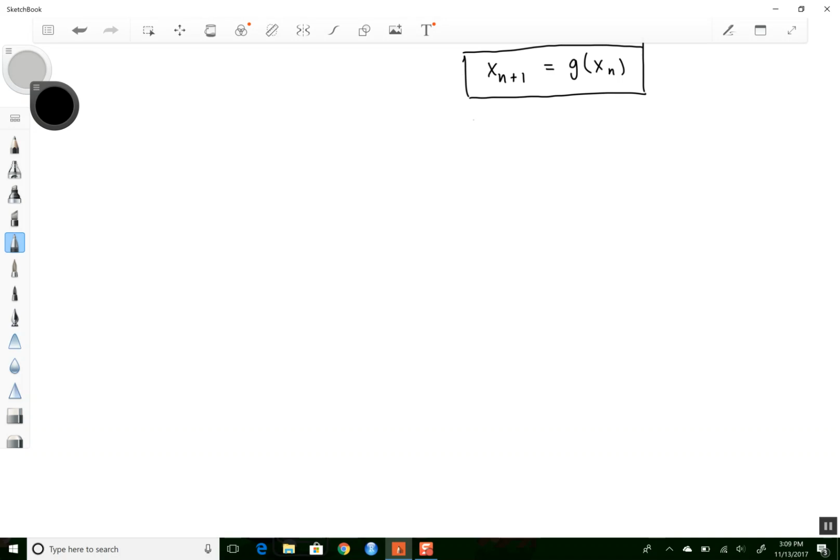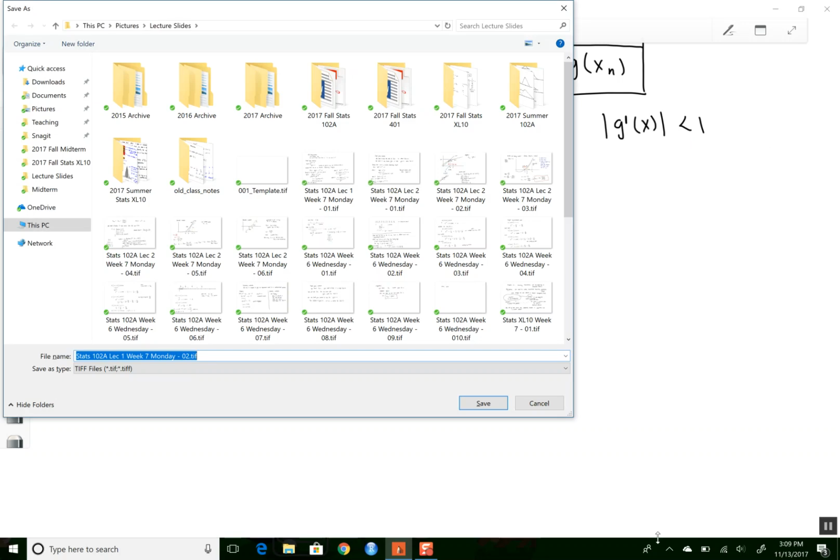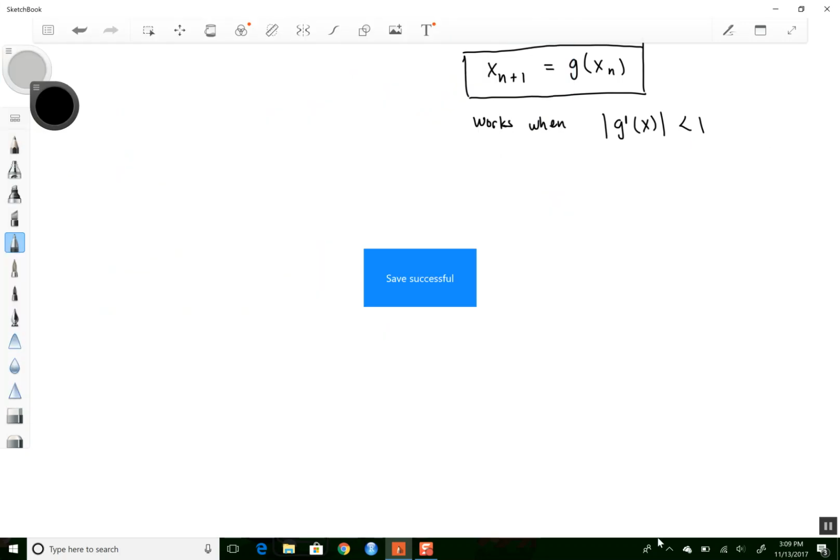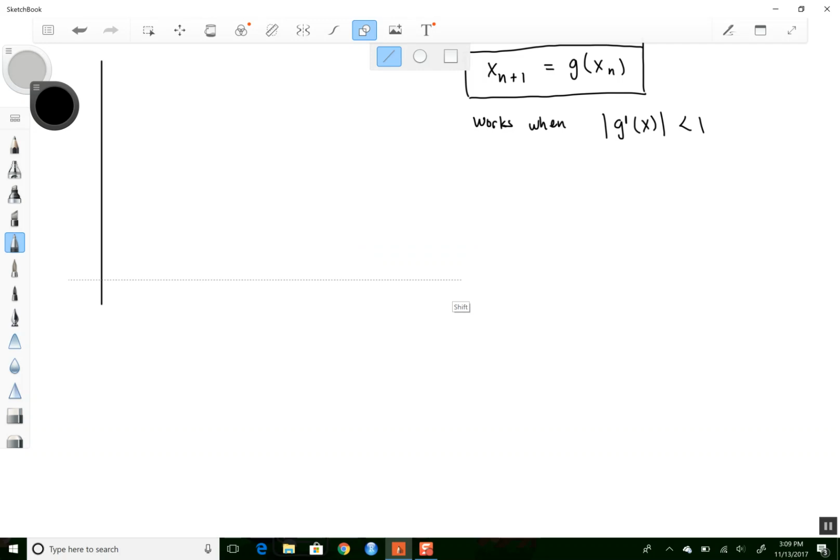Okay, so this works when the absolute value of the slope of g of x at a fixed point is less than 1. And if it's greater than 1, it doesn't work, which limits a bunch of functions, but this is just how it goes. So let me just illustrate this with a picture, not really a real function.